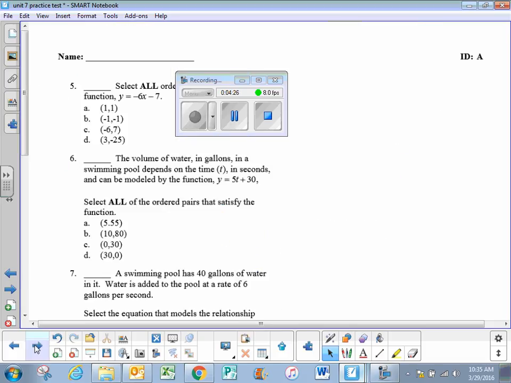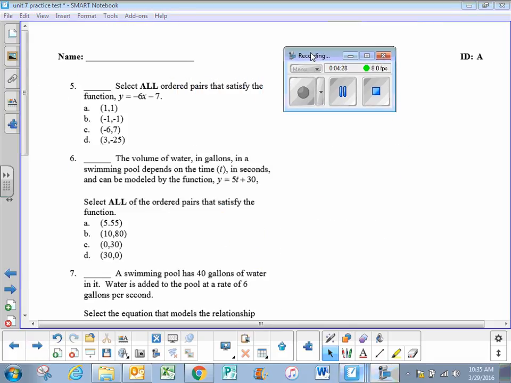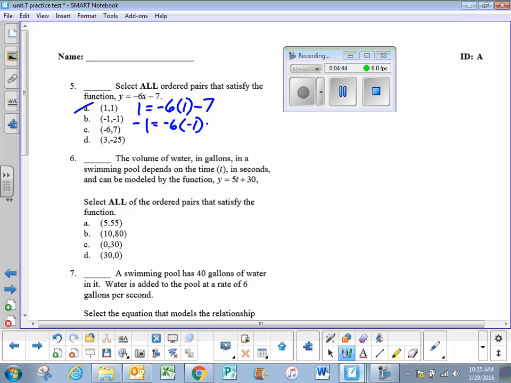Number 6. How do I know if an ordered pair is a solution? Plug and chug. If I plug in this for x and this for y, does it make a true statement? Is 1 equal to -6 times 1 minus 7? That gives me -13, no. Is -1 equal to -6 times -1 minus 7? Well, this is 6 minus 7, because negative times negative is a positive, so that's a yes.